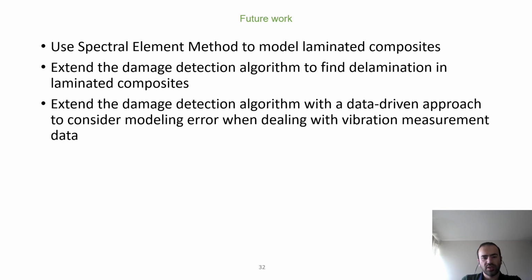We are hoping to use a spectral element method to model laminated composites and extend our damage detection algorithm to find delamination in laminated composites. And also we are hoping to build a damage detection algorithm with a data-driven approach to consider modeling error when we are dealing with vibration measurement data.